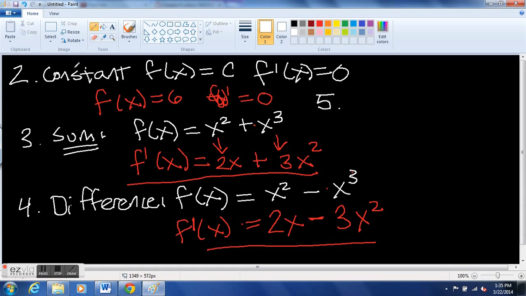So we had the constant rule, and then there's also what they call the coefficient rule.